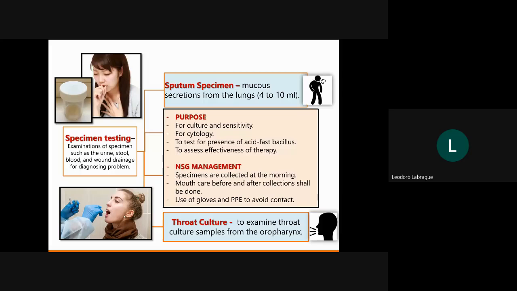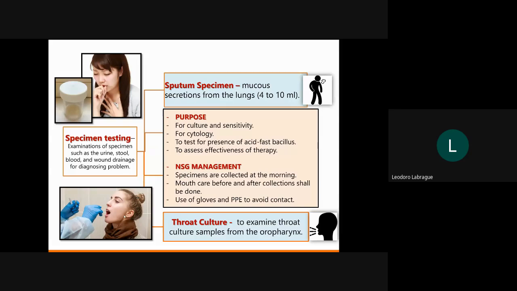Okay, aside from urine, aside from stool, sputum. Sputum means the respiratory secretion, and it could also be a good way of examining whether the patient is having a problem primarily on the respiratory system. By the way, sputum or respiratory secretion is different from saliva. It's different, okay? It's not saliva, it is sputum.